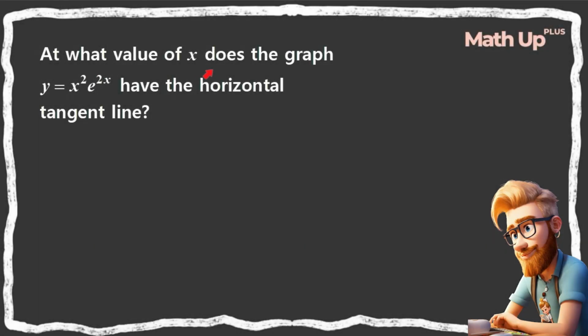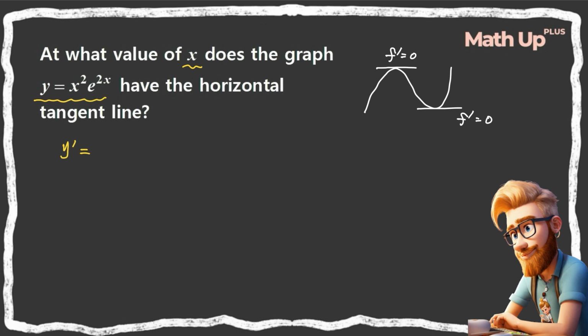At what value of x does the graph y have the horizontal tangent line? If the function has a horizontal tangent line, at that point, the slope of the tangent line is equal to 0, right? So the question is to find the value of x where the derivative of y is equal to 0. So we're going to have to find y prime.